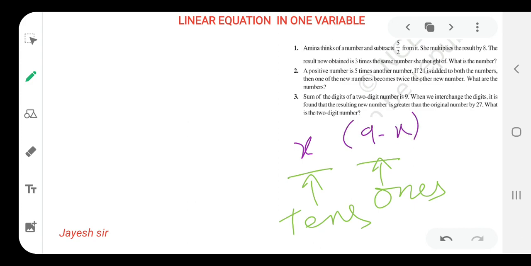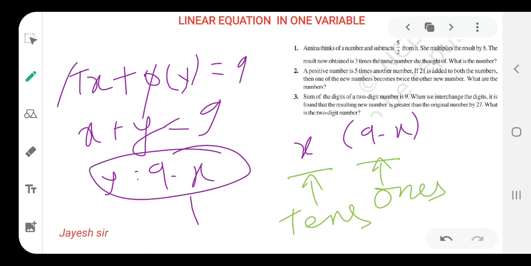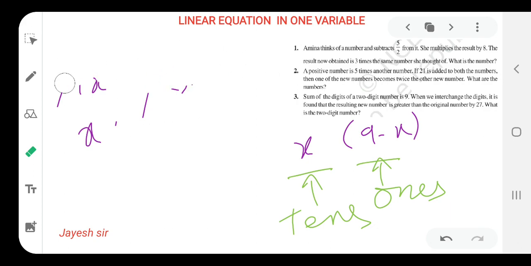How 9 minus x? Because it was said that this number, that means x, plus the other number at the ones place, should result in 9. Again I am telling you, tens place x plus ones place, whatsoever the number would be, y, equals 9. So x plus y equals 9, and the value of y is 9 minus x. That's why I have written the value of the ones place as 9 minus x. I hope you all are getting it, because the sum of these two numbers would be 9. So we have understood and done this.